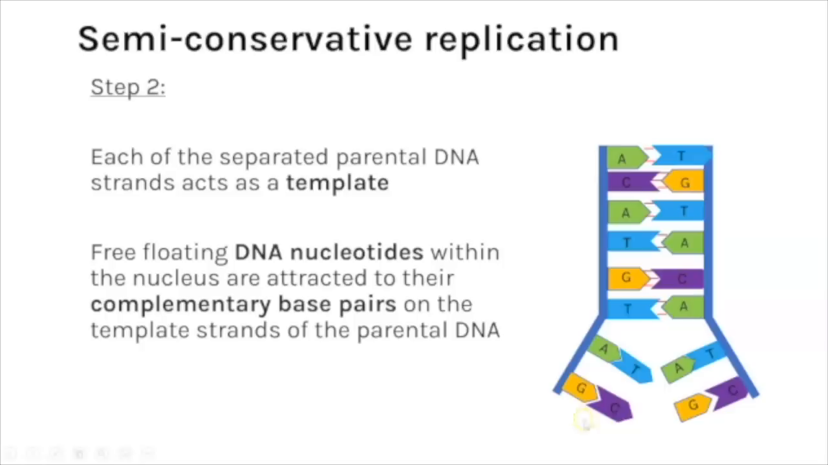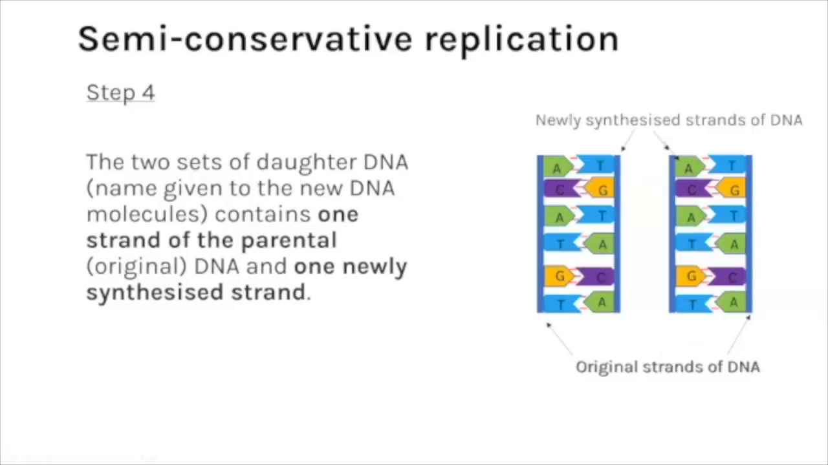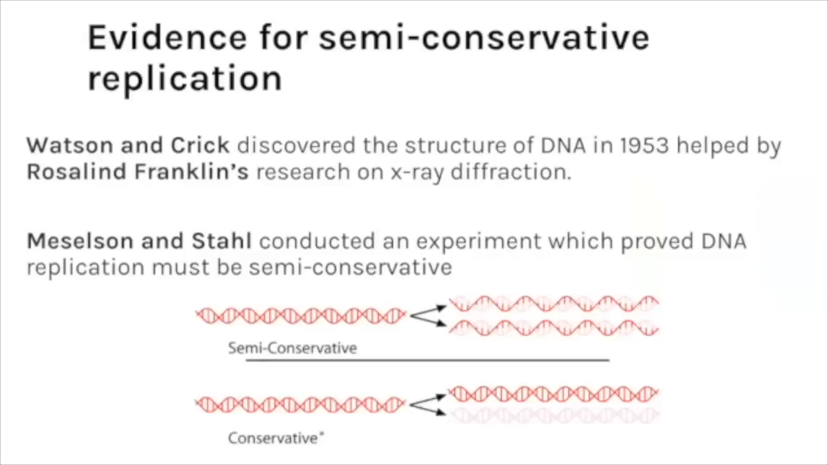Free-floating nucleotides within the nucleus will then align opposite the complementary base pairs, and the enzyme DNA polymerase will join adjacent nucleotides together. So it's joining the nucleotides together to make phosphodiester bonds. So now we have our newly synthesized DNA combined with the template strand, and that is our new molecule of DNA, or the daughter DNA.